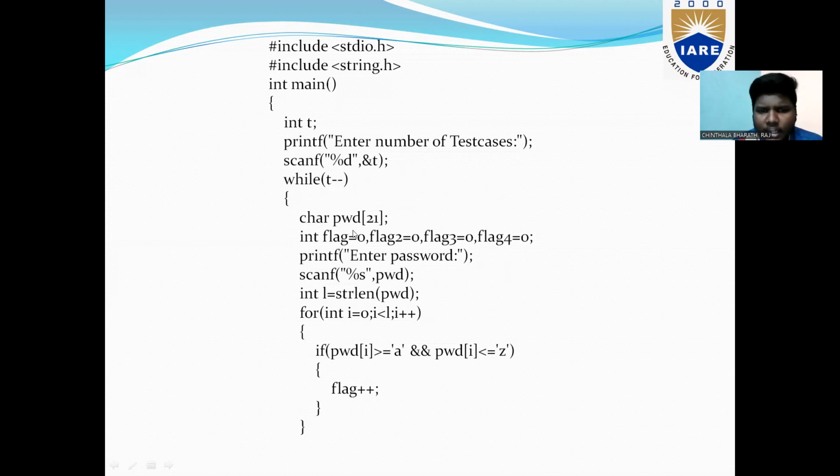Now character pwd. pwd means password. Character password of size 21. I am taking this array of size 21. Now int flag1 equal to 0, flag2 equal to 0, flag3 equal to 0, and flag4 equal to 0. I am declaring these flags initially 0 because we want to increment them. Flag1 is for lowercase, flag2 is for uppercase, flag3 is for digits, flag4 is for special characters.